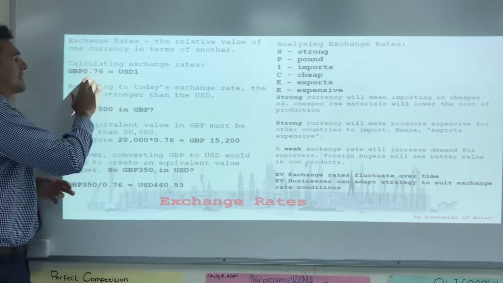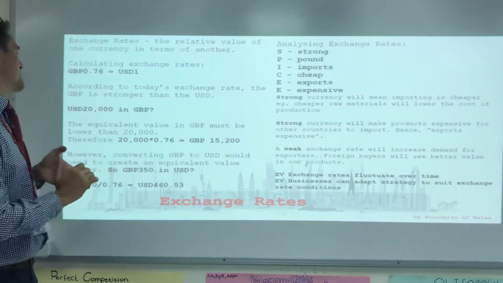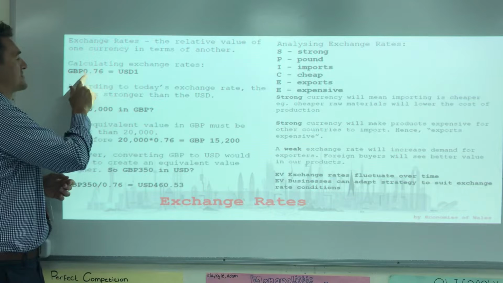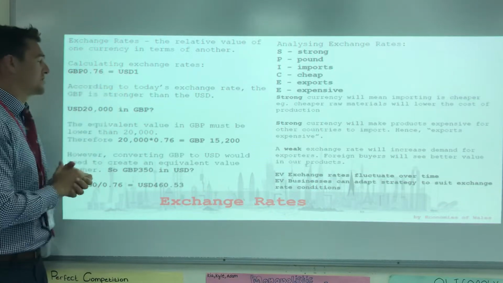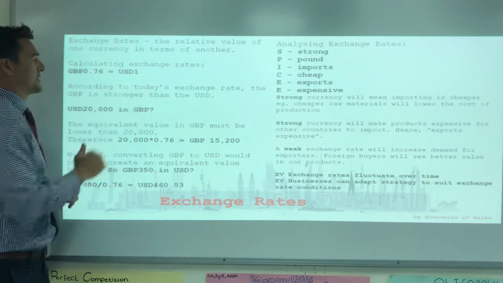So, calculating exchange rate. I've put on an exchange rate here, which I just found today. So, 76 pence equals $1 US. So Great British pound 0.76 equals $1 US. That's the ratio, okay? 0.76 equals $1 US.